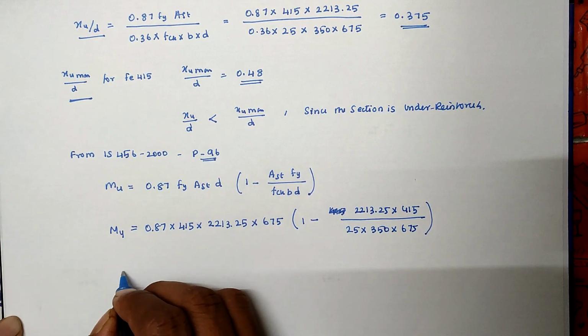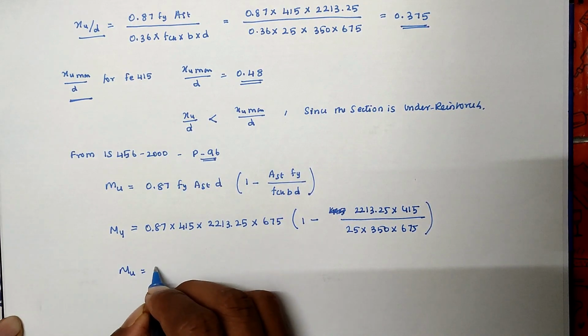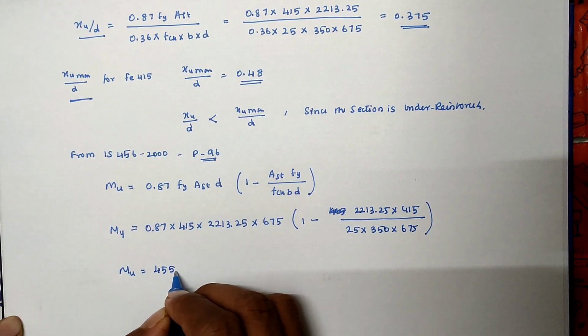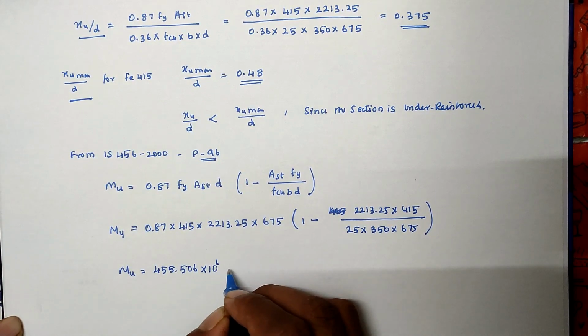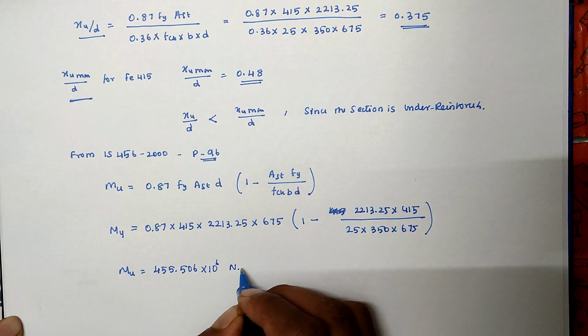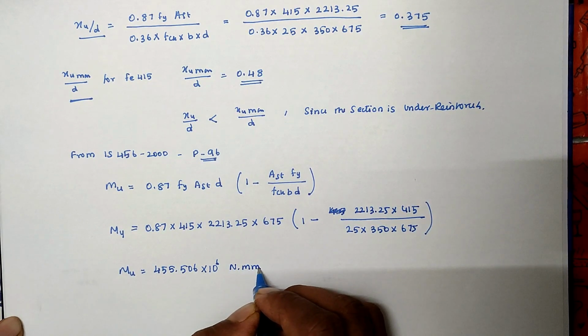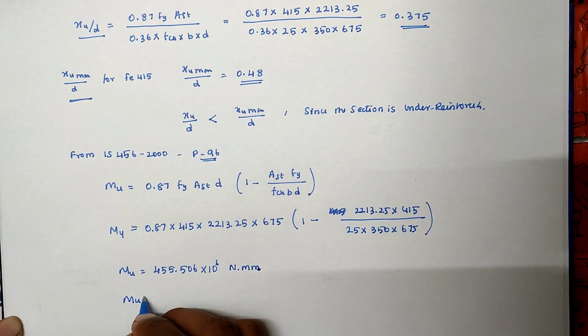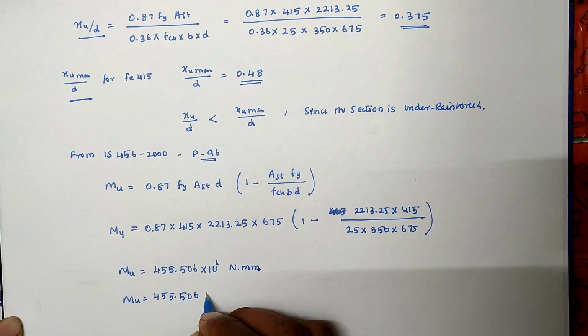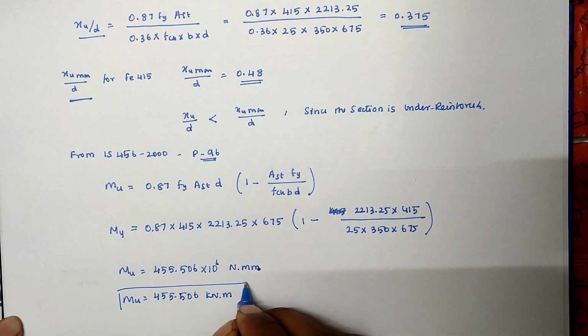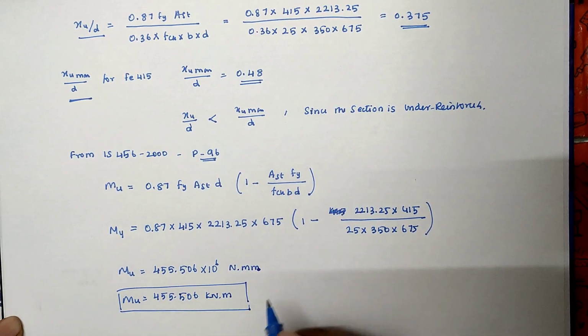Solving this, we got the value of Mu equal to 455.506 into 10 power 6 newton mm. So Mu equal to 455.506 kilonewton meter. This is the moment of resistance we had to find out.